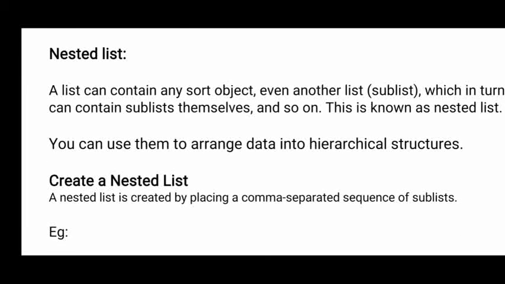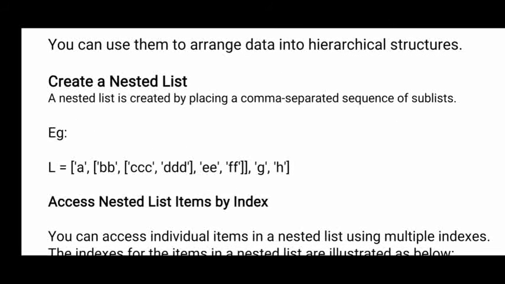Next, nested list. Nested list means if you are creating one list inside another list, then that is called a nested list. Here you see, I have created one list, L equals A, B comma, C, D comma, E, F comma. That is a list, because separate square brackets I have given. Now the next, G comma H.